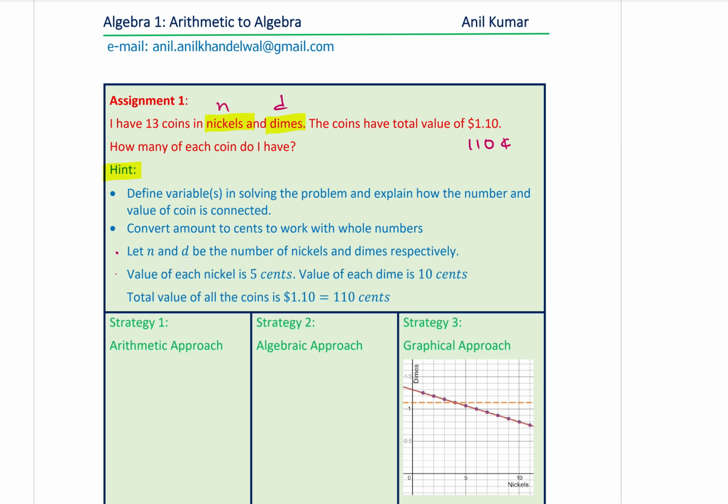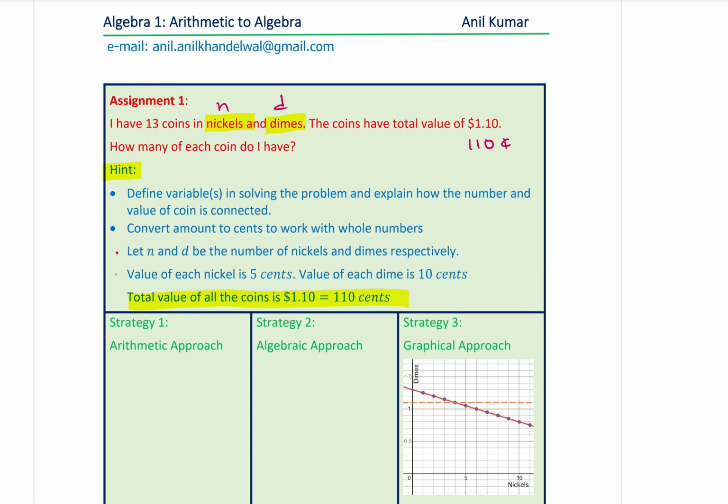Let N and D be the number of nickels and dimes respectively. The value of each nickel is 5 cents and the value of a dime is 10 cents, and therefore the total value of all the coins will be how much? 110 cents, right? Now that is the information given to us.